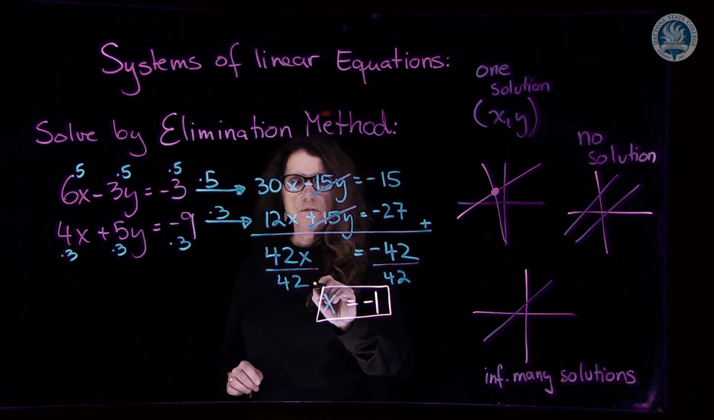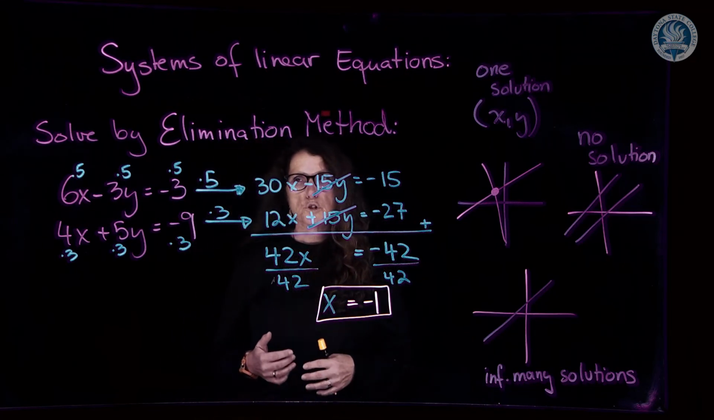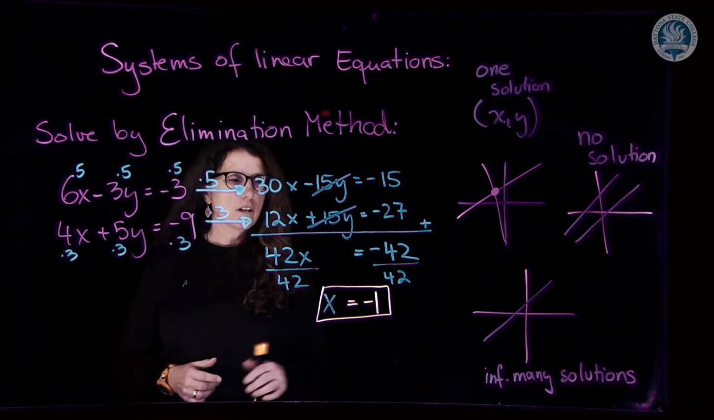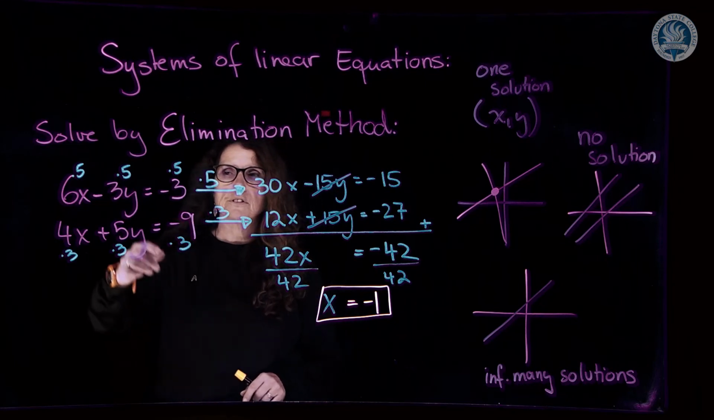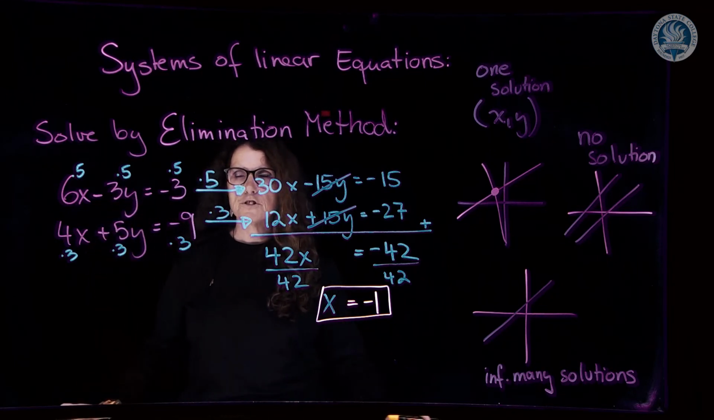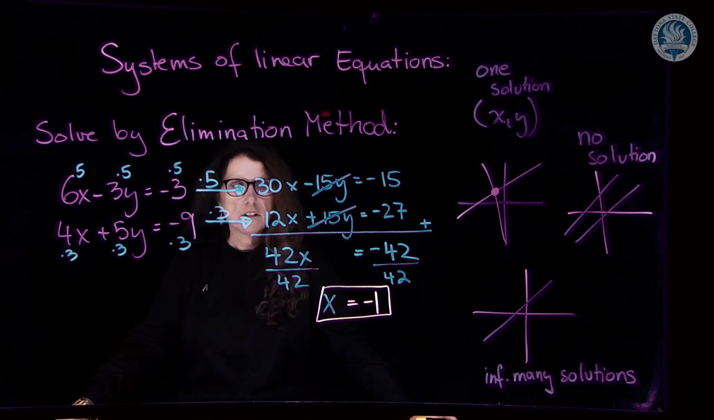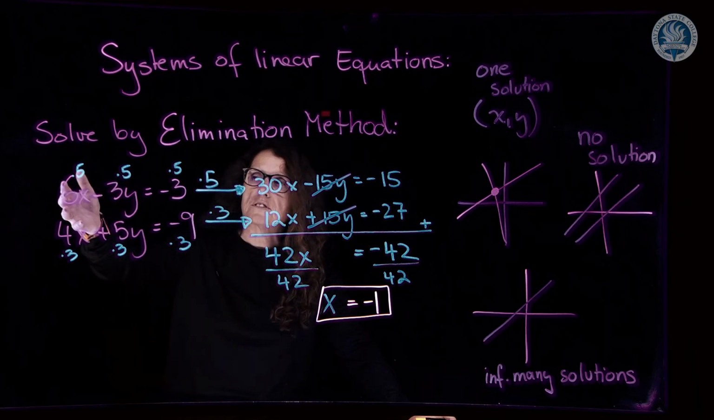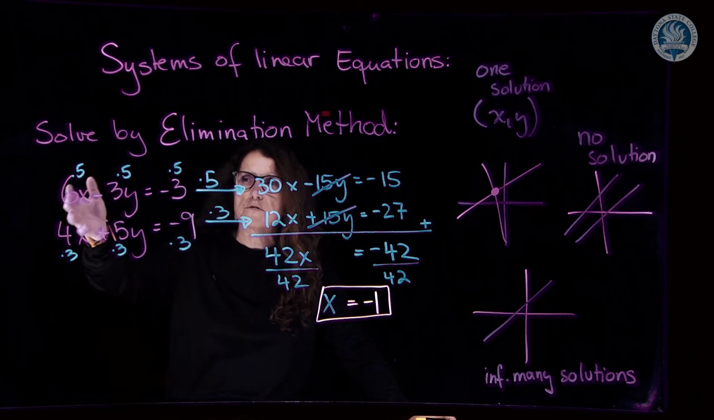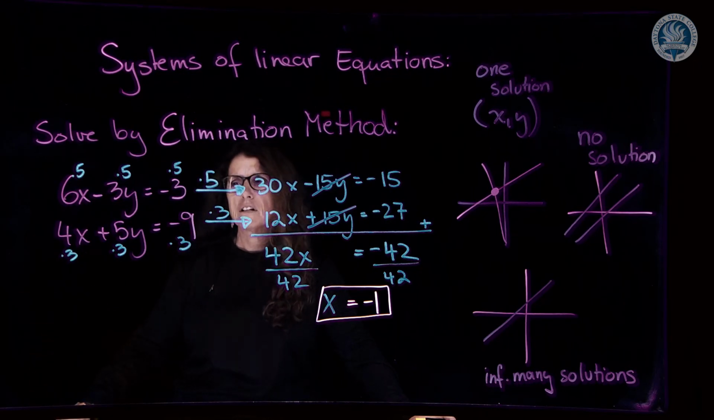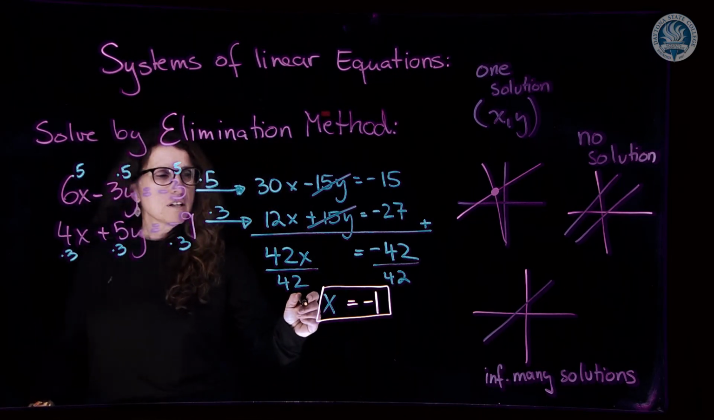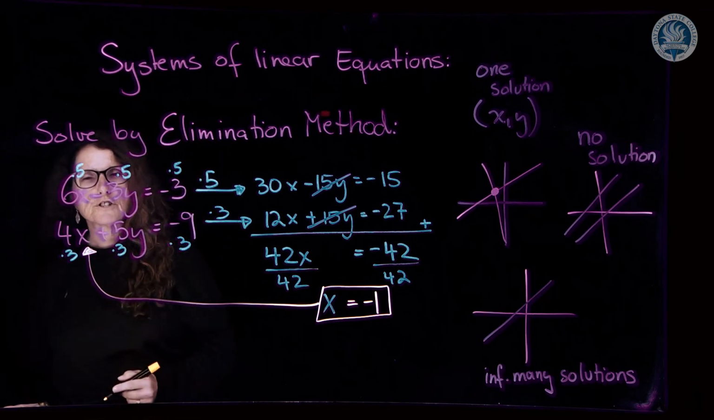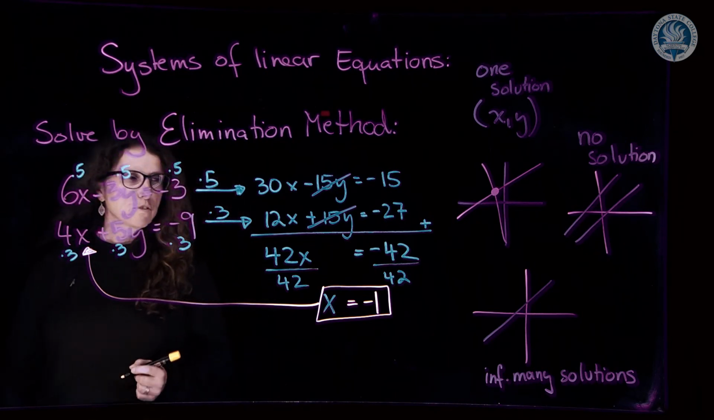This is our first value. Don't stop here. You also need to find the y value, and to find the y value, you want to substitute into one of the two original equations. Again, try to be smart about it. Look for signs. Do I have negative, positive, smaller numbers? In this case, it doesn't really matter. I'm going to substitute x equals negative 1 into the second equation, and that way I'm going to find y.